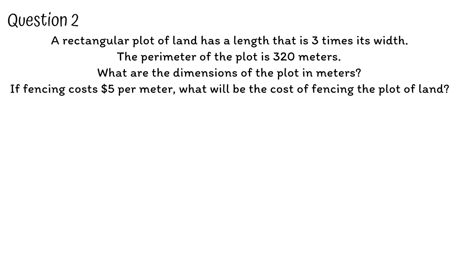Question 2. A rectangular plot of land has a length that is 3 times its width. The perimeter of the plot is 320 meters. What are the dimensions of the plot in meters? If fencing costs $5 per meter, what will be the cost of fencing the plot of land?